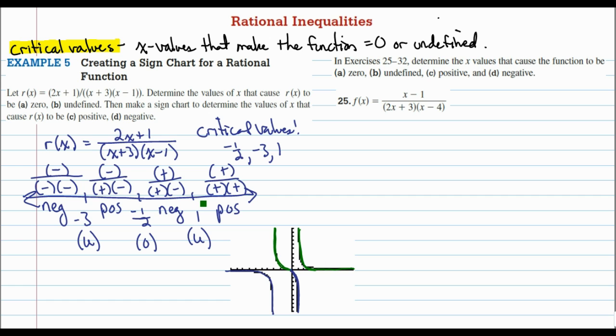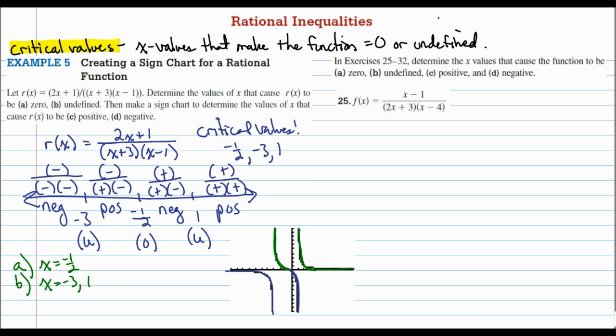Our sign chart is a good way of organizing which x values make the y values positive, negative, 0, and undefined. So to answer our questions, A, the x values that make the function 0 are simply x equals negative 1/2. That is the only 0 on this entire function. B, the x values that make the function undefined are both -3 and +1.